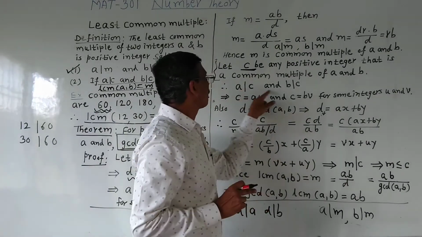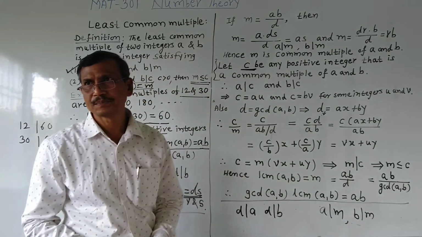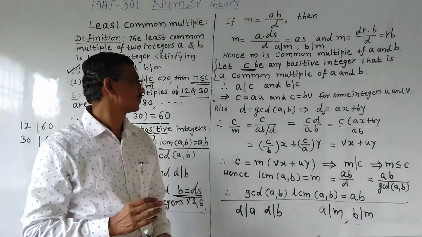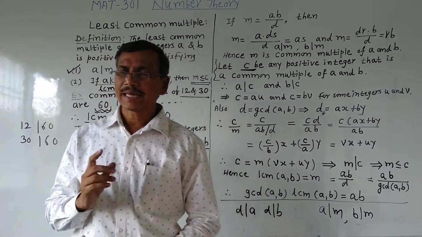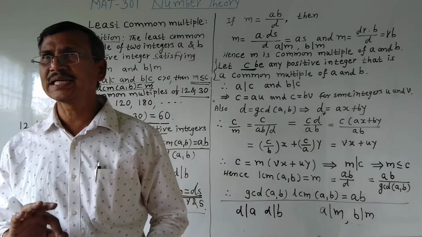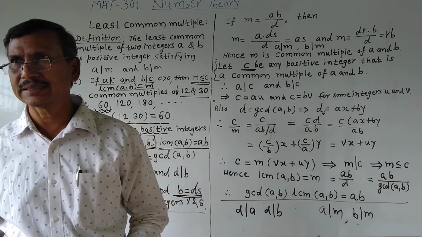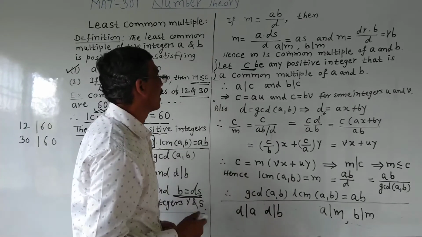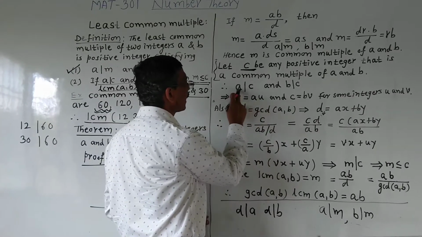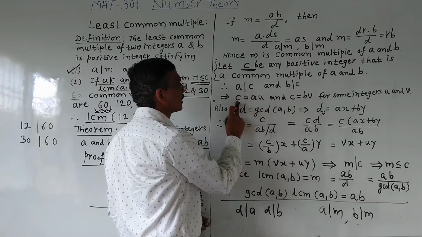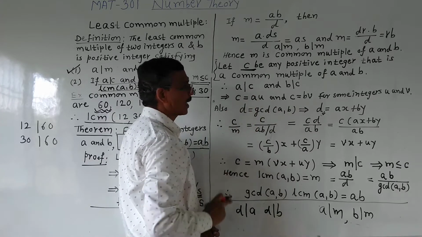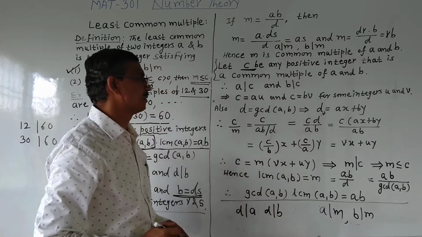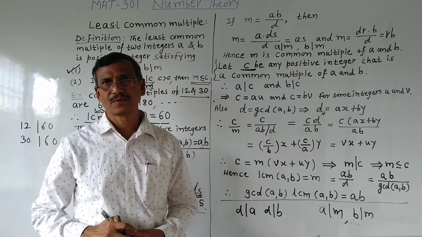To prove this, apply the definition of divisibility. A divides c means c is equal to a into some integer x. This is our definition. But here, instead of x, we shall consider the integer u. So a divides c means c equals au, and b divides c means c equals bv, for some integers u and v.